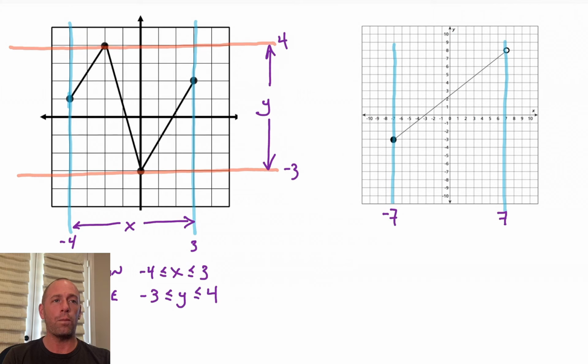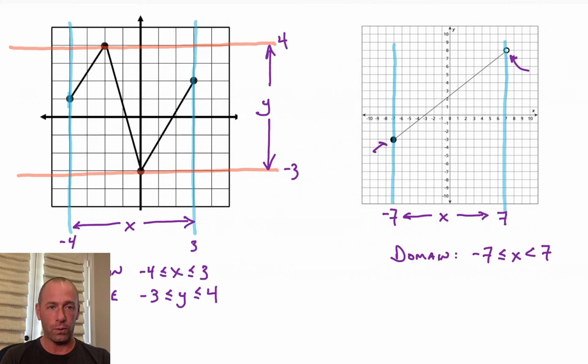But here's where that open and closed circle come into it. An open circle means that it'll never equal 7. The filled in circle means it can equal -7. So the way we show this domain is with, again, another compound inequality. The x values can equal or be greater than -7, but they're going to have to be less than 7. It'll never equal 7. It'll never be greater than 7.